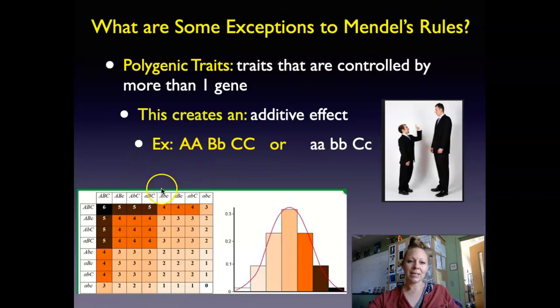Let's say that the darker colored skin is dominant to lighter colored skin. If you have more capitals or more dominant traits, there's this additive effect. So if you have AA, capital B, little b, big C, you have more capital letters here, and this person's going to have darker skin. But this person over here has fewer capital letters, or fewer dominant darker skin alleles, and so they're going to have lighter skin. So it's that additive effect when we have polygenic traits.